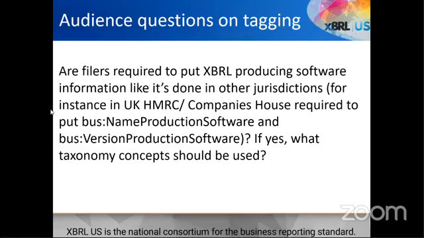This is an interesting question. I'm not sure I entirely understand what it means, but I'll give you a crack at it, Walter. Is a filer required to put XBRL producing software information like it's done in other jurisdictions? For instance, a company's house requires the business name and production software. If yes, what taxonomy concept should be used to indicate the software provider? It's an interesting idea. I didn't know that they actually did that in other jurisdictions.